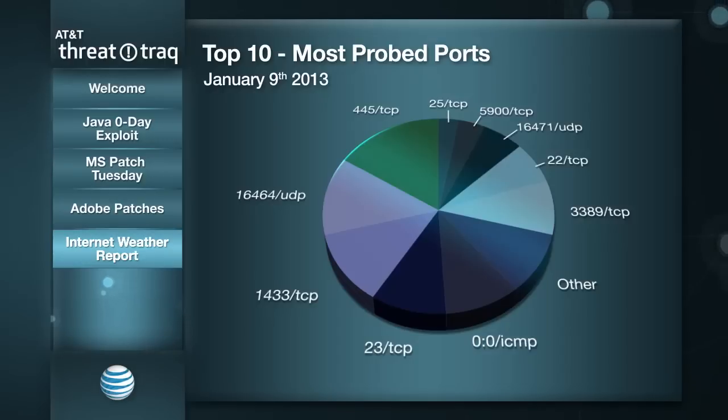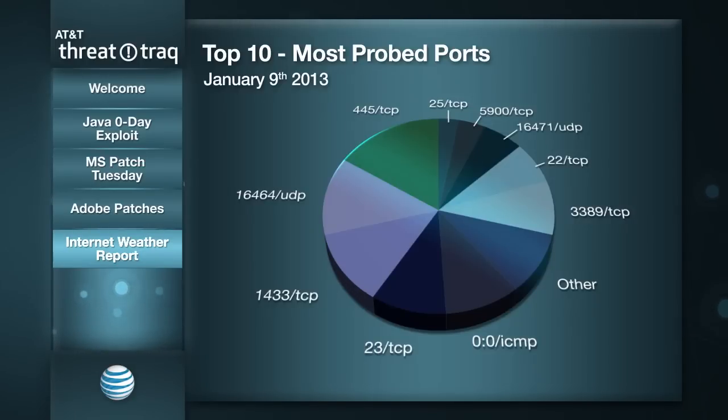And the top 10 most probed ports, no big changes here. We're seeing 445 TCP, which is SMB, that's for file sharing and other remote procedure call activity on Windows. We see that all the time. I think Conficker is one of those that spreads via that, as well as a bunch of others.